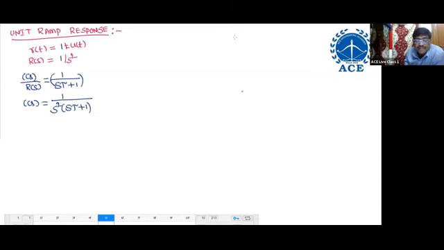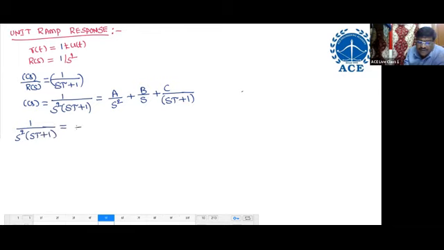Come on, do it. What are the partial fractions? This can be written as A by S square plus B by S plus C by S tau plus 1. So partial fractions is A by S square plus B by S plus C by S tau plus 1. Come on, now get the partial fractions, find the A value. This can be written as 1 by S square into S tau plus 1.